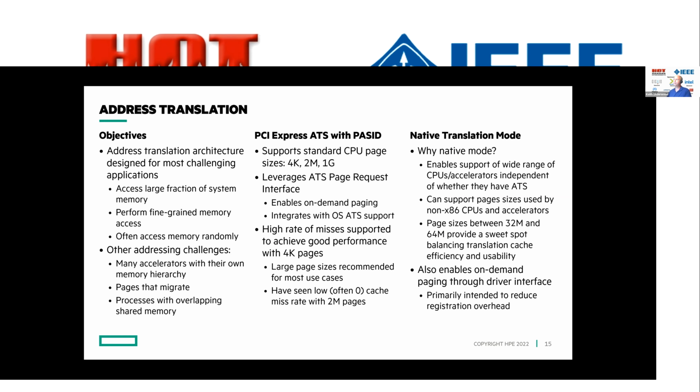There are other advantages, like sometimes page sizes bigger than 2 meg but smaller than gigabytes are actually a sweet spot for translation cache efficiency as well as usability. So you can get 32 megs of stuff conglomerated together into one translation. A lot of times it's harder to do that with the gigabyte pages.